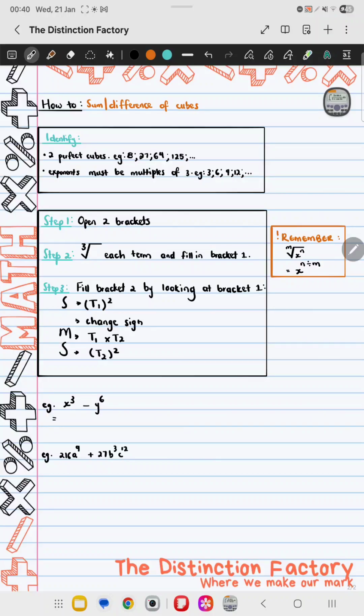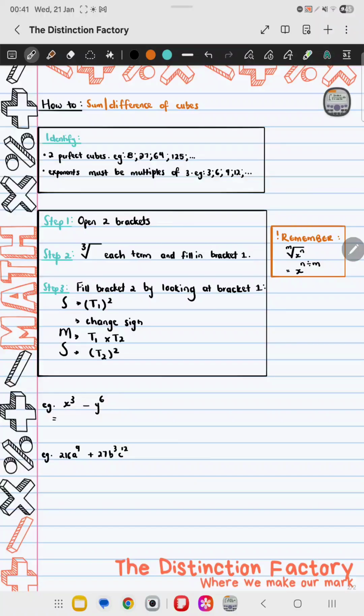From there, once we've identified that we can use this type of factorization, our first step says that we need to open out two brackets. Your second bracket is going to be slightly longer than the first bracket because it needs to fit in a trinomial. Step 2 says that we need to cube root each term and fill that into bracket 1 that you drew up.